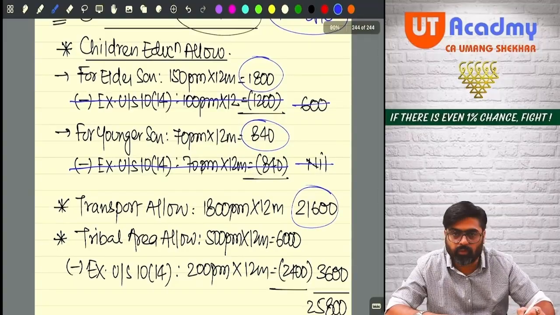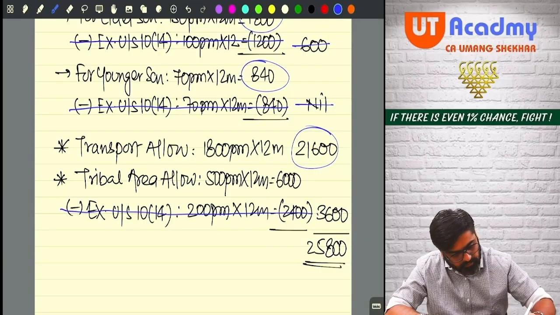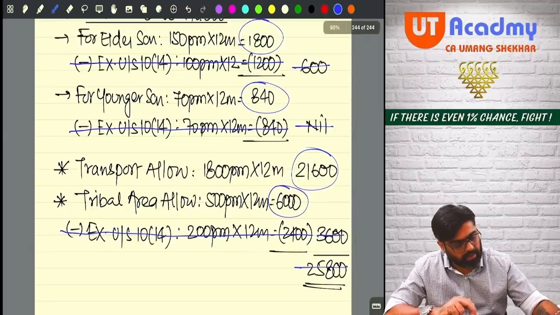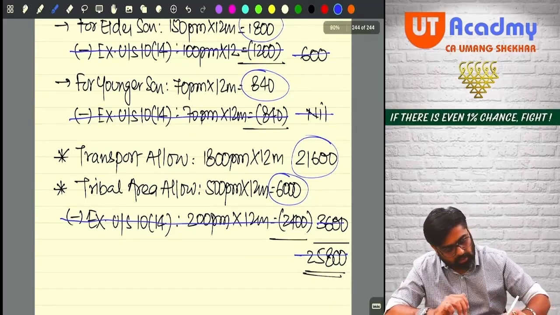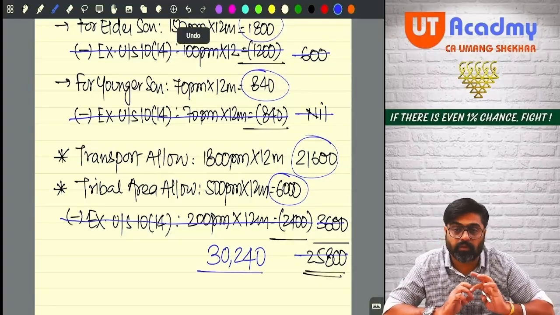Transportation allowance anyway is fully taxable. And this tribal area allowance exemption will also not be available. Yes or no? So the entire 6,000 will be taxable. So tell me how much amount will be taxable now? 1800 fully taxable, plus 840 fully taxable, plus 21,600 fully taxable, plus 6,000 fully taxable. The total will be 30,240. This will be the total taxable allowance.